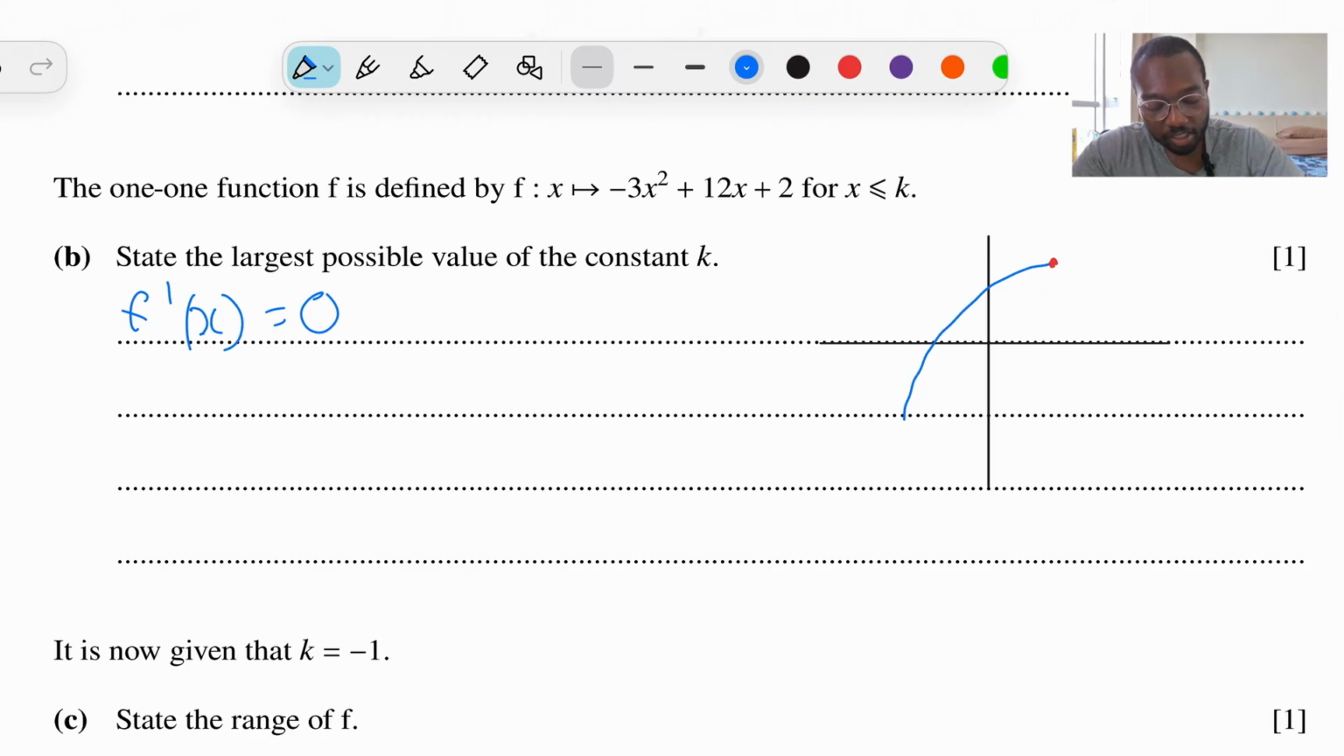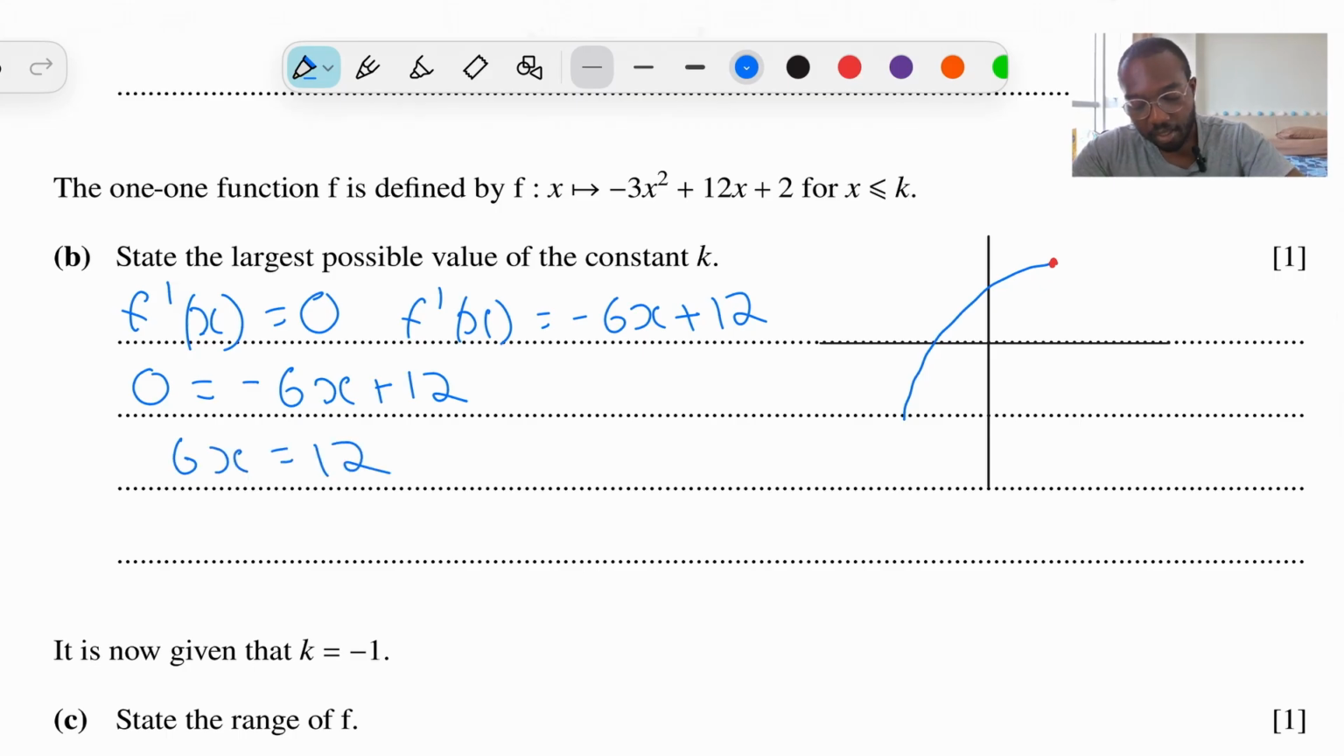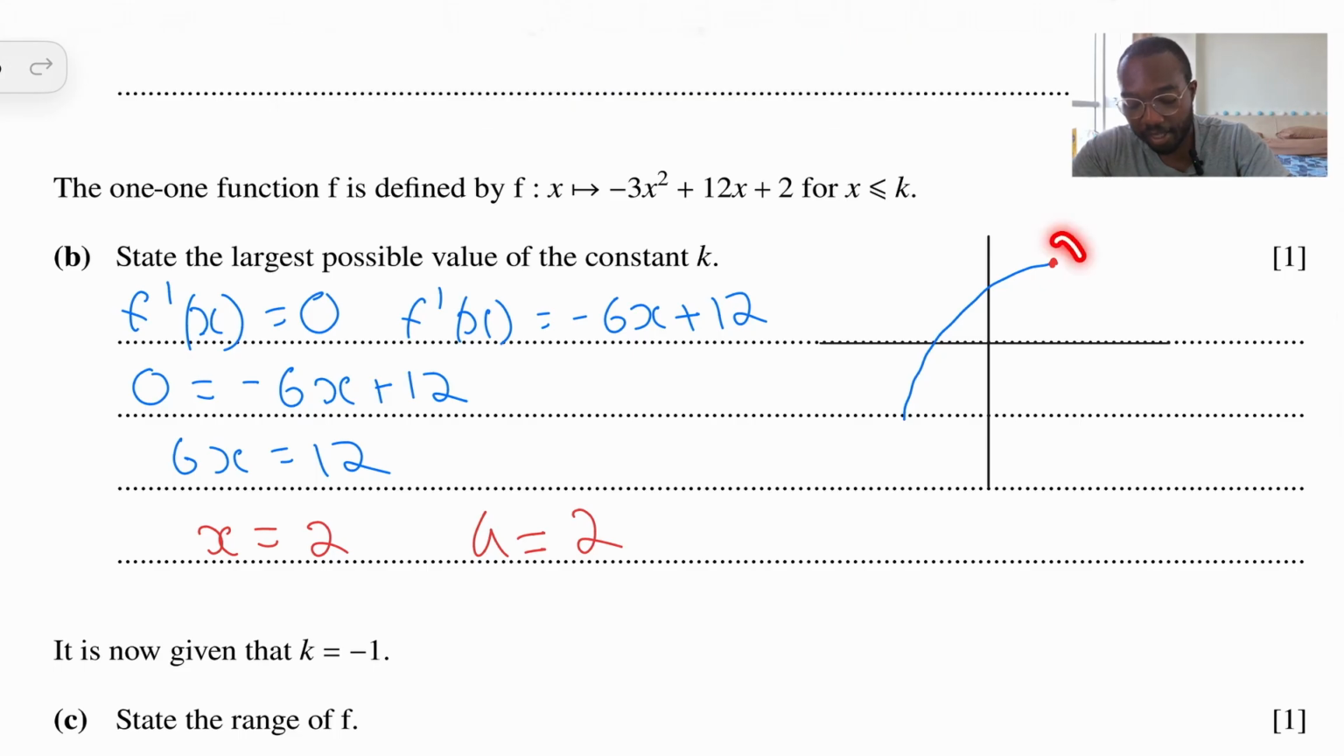If we differentiate this, f dash x is minus 6x plus 12. We know that 0 is equal to minus 6x plus 12. Therefore, 6x is equal to 12, so x is equal to 2, which means that our k value is 2. So we know that this point has an x coordinate of 2. That's all it means. You just need to find the stationary point.